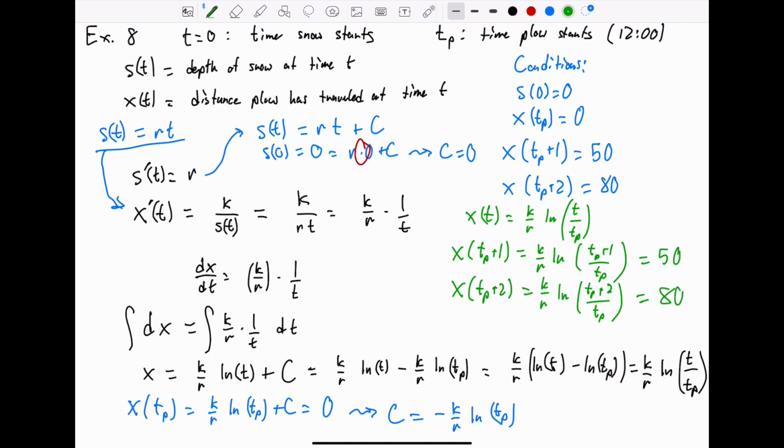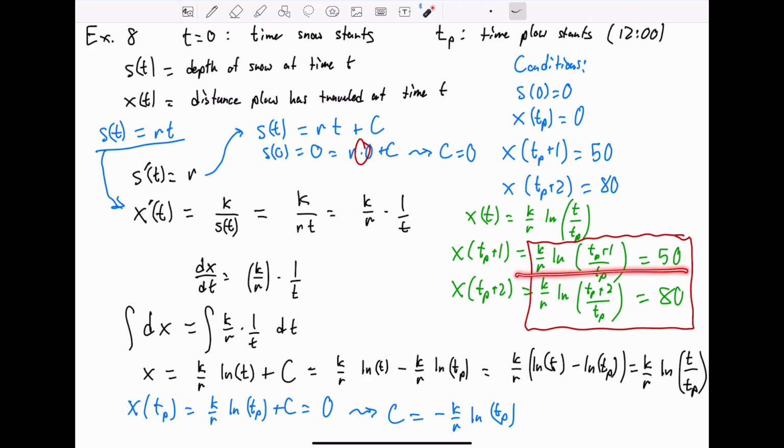Now take a look at these two equations right here. The variable t, time, is gone because we've been plugging in specific values. We do have the k and the r, and then the t sub p. T sub p is really what we're looking for. Now imagine taking these two equations and dividing one by the other. If we divide one by the other, then these constants will cancel out, and we'll have an equation where the only unknown is t sub p.